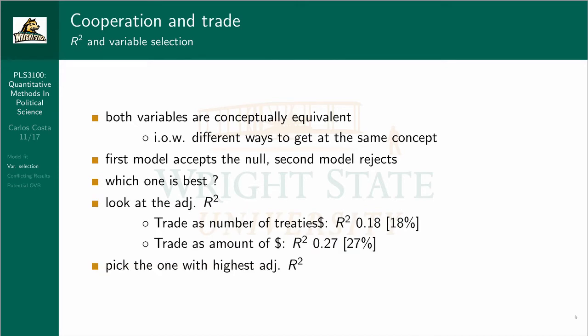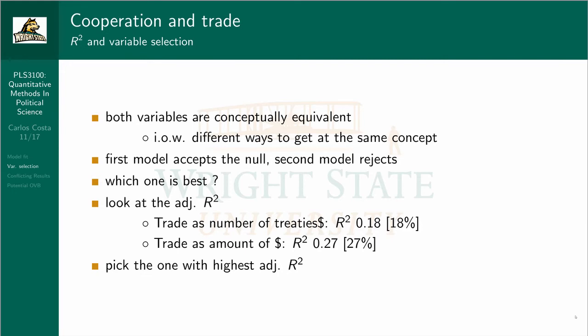Simple. Just look at the adjusted R-square value. The first model, where you use number of treaties, produced an adjusted R-square of 0.18, meaning it explains 18% of the variation. The second model produced an adjusted R-square of 0.27. Pick the model with the highest adjusted R-square.